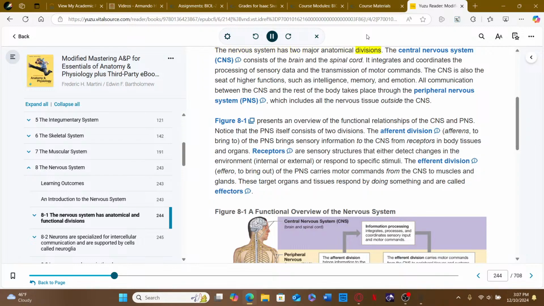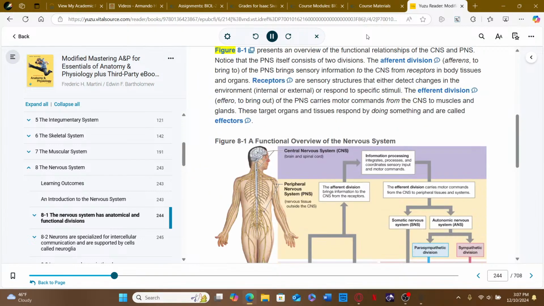The nervous system has 2 major anatomical divisions. The central nervous system, CNS, consists of the brain and the spinal cord. It integrates and coordinates the processing of sensory data and the transmission of motor commands. The CNS is also the seat of higher functions, such as intelligence, memory, and emotion. All communication between the CNS and the rest of the body takes place through the peripheral nervous system, PNS, which includes all the nervous tissue outside the CNS.